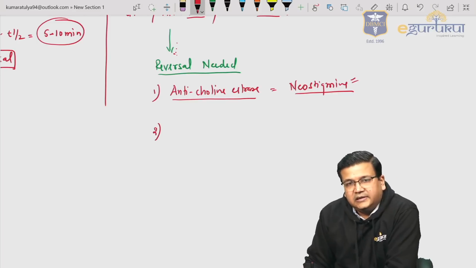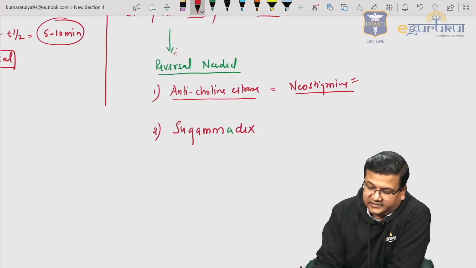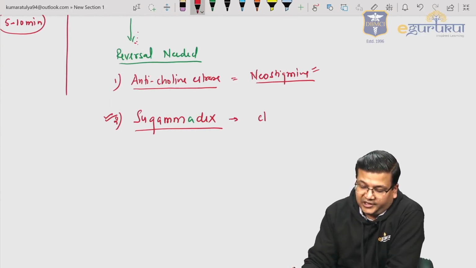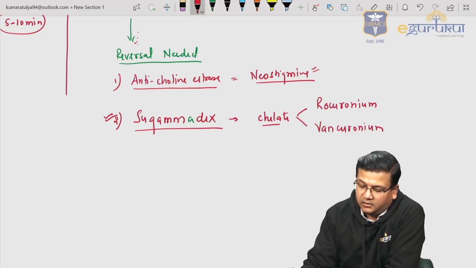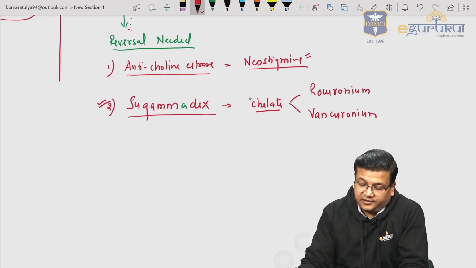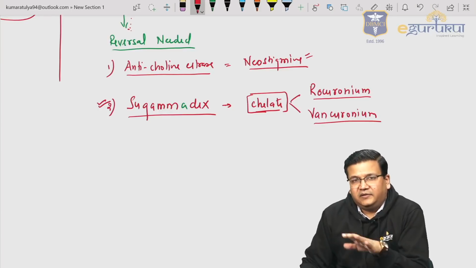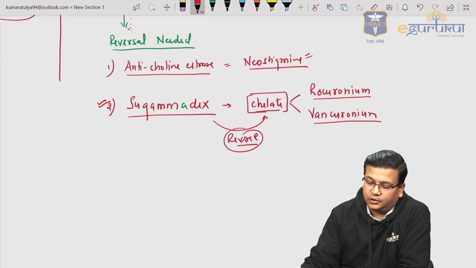What is more relevant nowadays is to remember that there is a new drug known as Sugammadex. Sugammadex is a new drug which has come up, and it will chelate two drugs, rocuronium and vecuronium. So Sugammadex can chelate the two muscle relaxants, rocuronium and vecuronium, which are present in blood, and their effect will reduce. So it can reverse the effect of these two muscle relaxants.